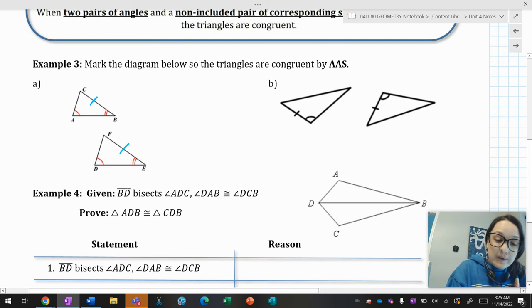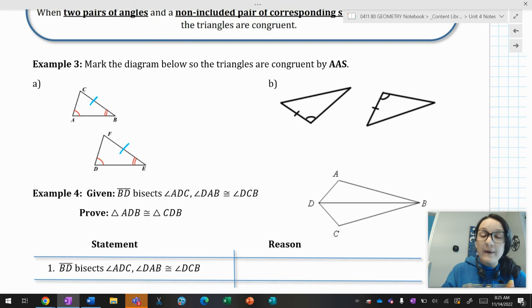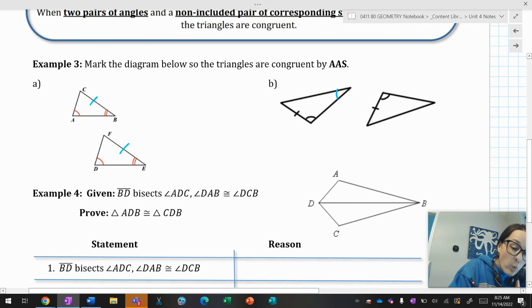Over here, I have an angle. I have a side. If I want this to look like angle, angle, side, I need to mark congruent the other angle that is not touching that side. So my only option here, if I want this diagram to look like AAS, is this angle, and the side they've already given me. So 2 angles and then that side.